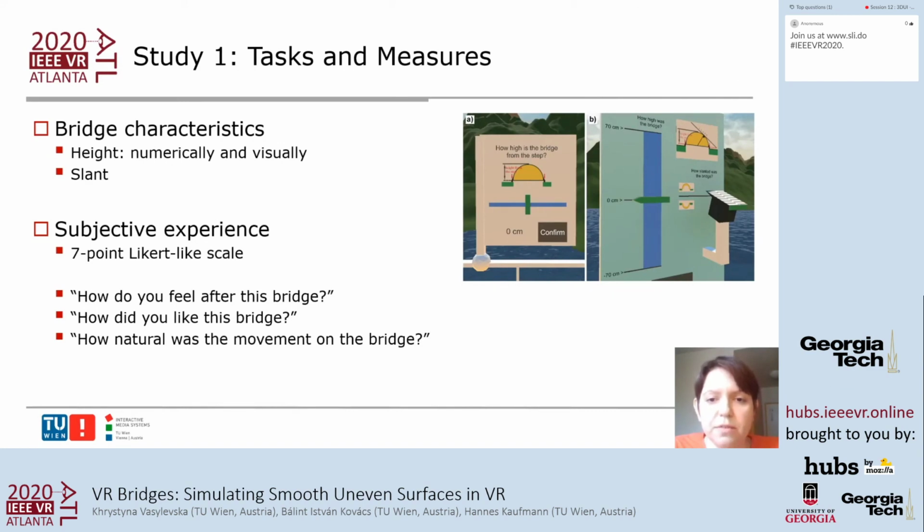We asked the participants during the task performance to estimate the height of the virtual bridges twice, once numerically in the center of the bridge and once visually after the bridge using the 1-to-1 scale slider. For the slant estimation, we implemented a tilting instrument similar to one that was used in the real-world studies. It was used to tilt the surface to recreate the maximum experienced slant.